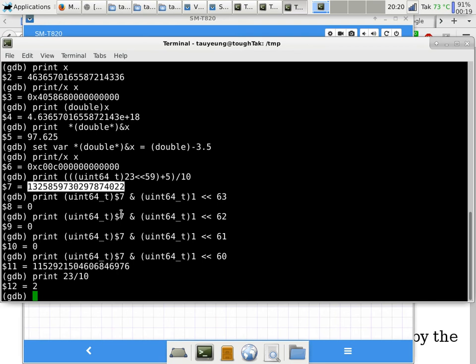Just to double check. When we do 1, 3, 2, and so on, and then divide by 10, we would move over 3 bits, right? Since it's between 8 and 16.